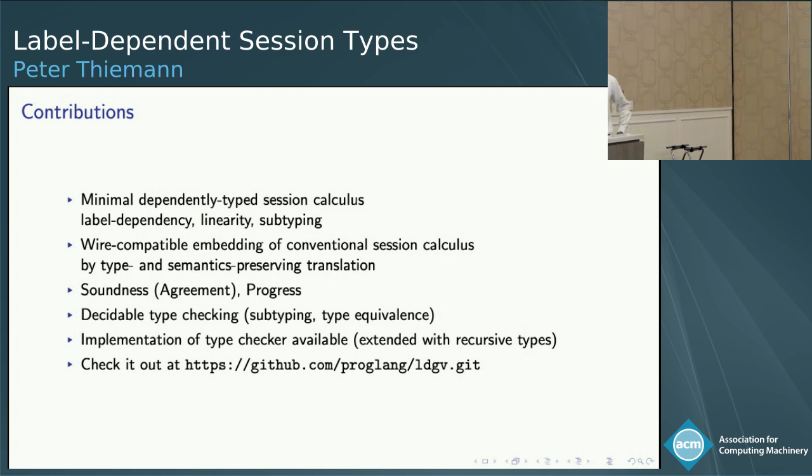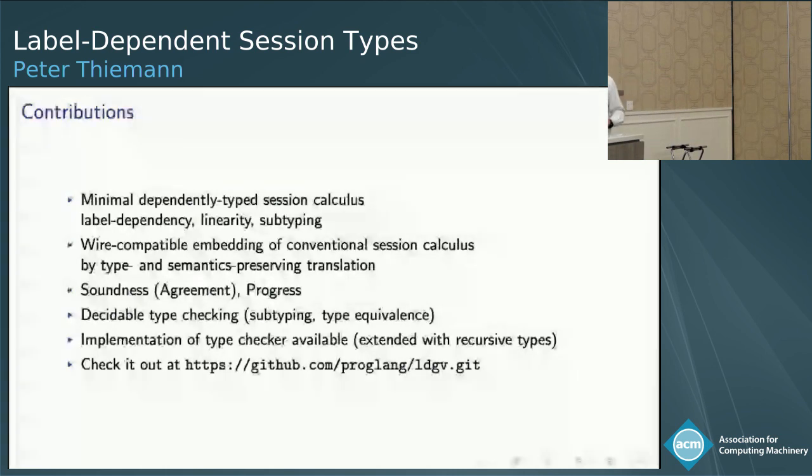So that is reified in another technical result where we give a wire-compatible embedding of a conventional session calculus, which includes subtyping and all that, by a type and semantics preserving translation. Then, of course, we have the usual soundness and progress results. Progress, I should say, we do not prove any kind of deadlock freedom. The soundness is proven, as is customary in independently typed settings, by proving an agreement result.